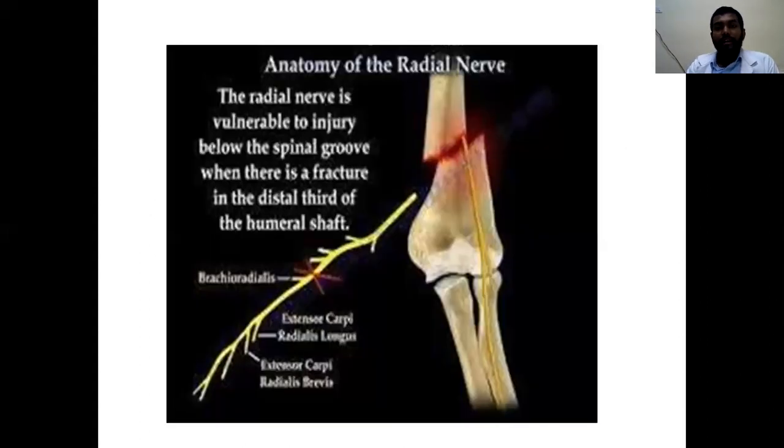Now here you can see the radial nerve is vulnerable to injury below the spinal groove when there is a fracture in the distal third of the humeral shaft.